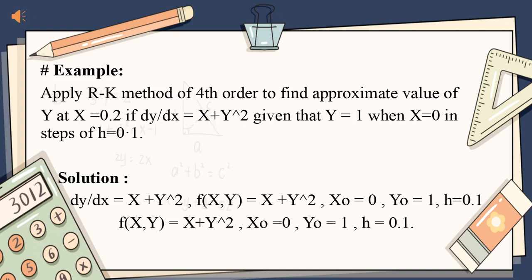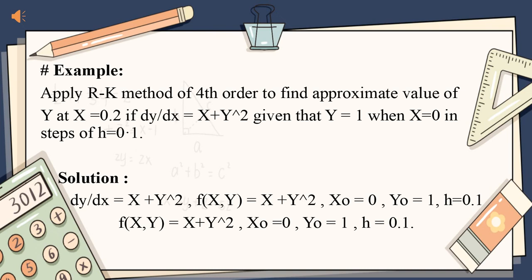Let's quickly take an example which will help us understand this method more clearly. Here in this question: apply the RK method of fourth order to find the approximate value of y at x equals 0.2 if dy by dx equals x plus y square, given that y equals 1 when x equals 0. And the value of h is given as 0.1.